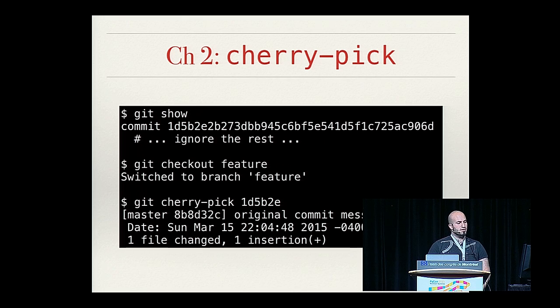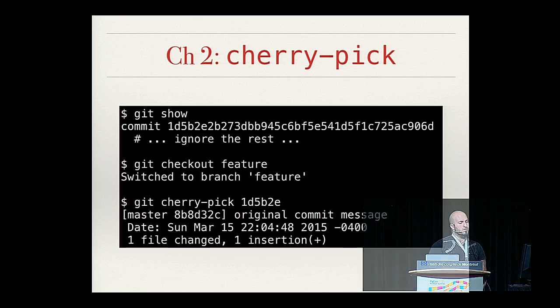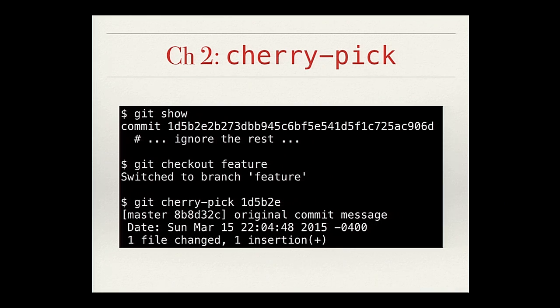So in this case, what I'm going to do is I'm going to use git show to get that commit hash, and then I'm going to check out the feature branch, and I'm going to use git cherry pick in order to move that commit, or actually to make a copy. Another thing that I want to point out here is you can see that the commit hash is very, very long. But when I call git cherry pick, I'm only passing it the first few characters of that commit hash.